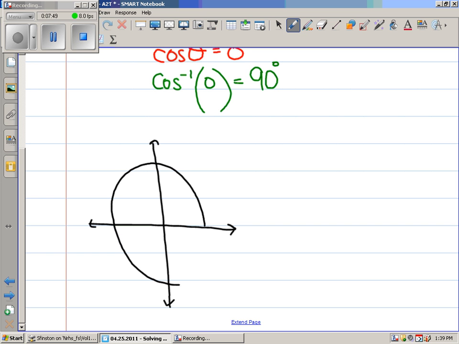Here's our unit circle. And cosine is which coordinate, the x or the y? Cosine is the x coordinate. And in order to get up over here, it had to be 90 degrees. True. And then let's draw it up again.